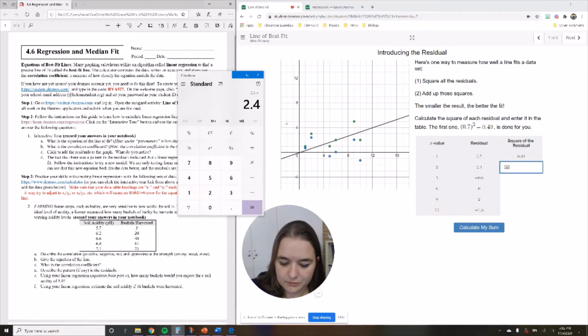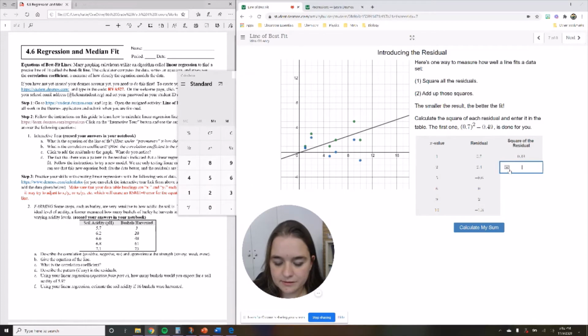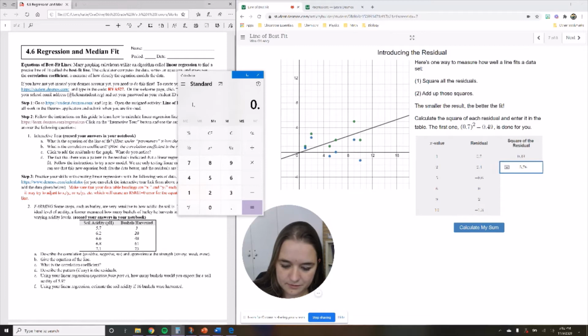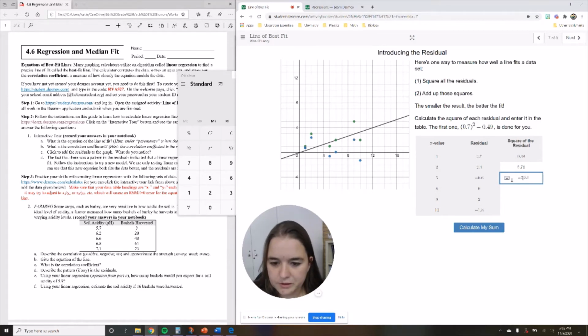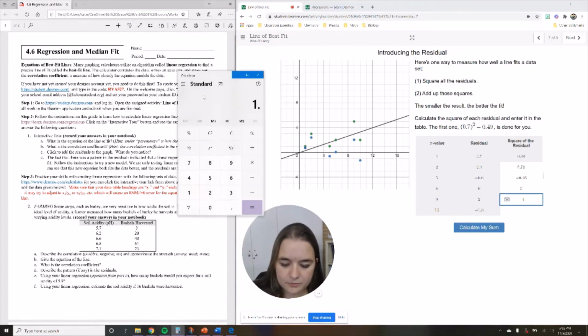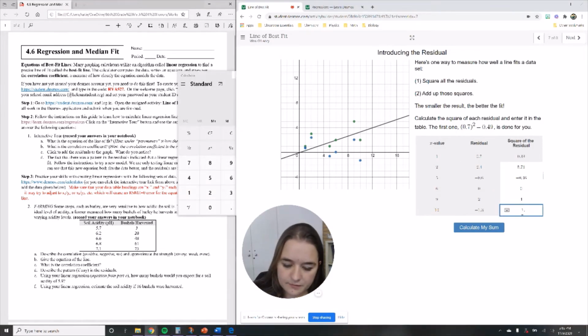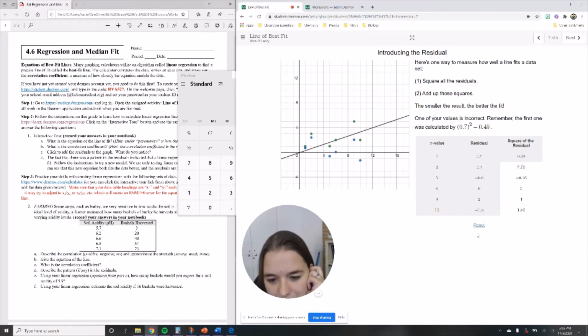I have 2.4 squared, which gives me 5.76. And I have a negative 0.6 squared, which gives me a negative 0.36. Oops, probably should put a 0 in front of it just for clarity's sake. The square of 0 is 0. The square of 2 is 4. The square of negative 1.3 is 1.69. Calculate the sum. We're going to add up each of those pieces. Oh, one of my values was incorrect.